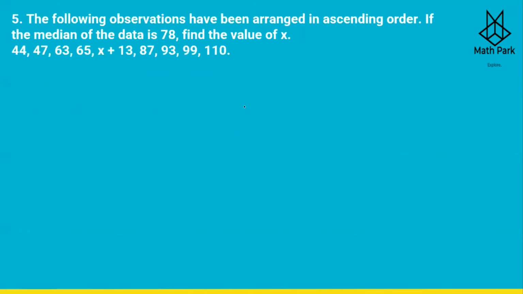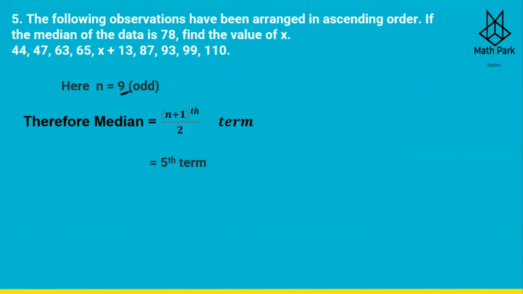The following observations have been arranged in ascending order. The median of the data is 78. Find the value of x. Now, when the data is arranged in ascending order, exactly the middle observation is the median. So if n is odd, the median is going to be the (n plus 1) upon 2th term. That is 9 plus 1 upon 2, which is the 5th term. So 1, 2, 3, 4, 5th term.